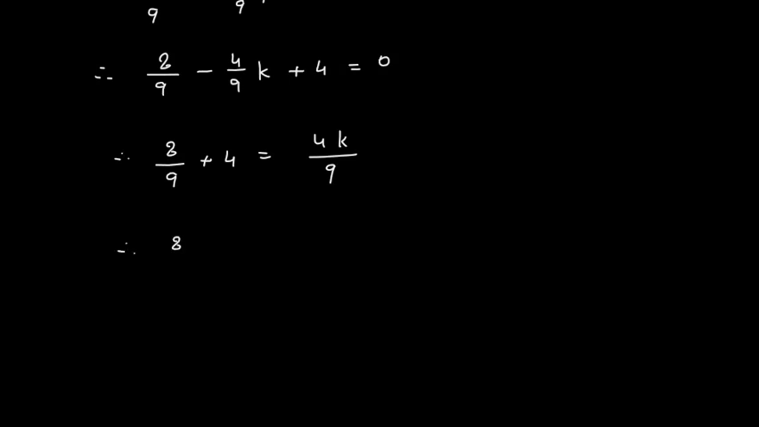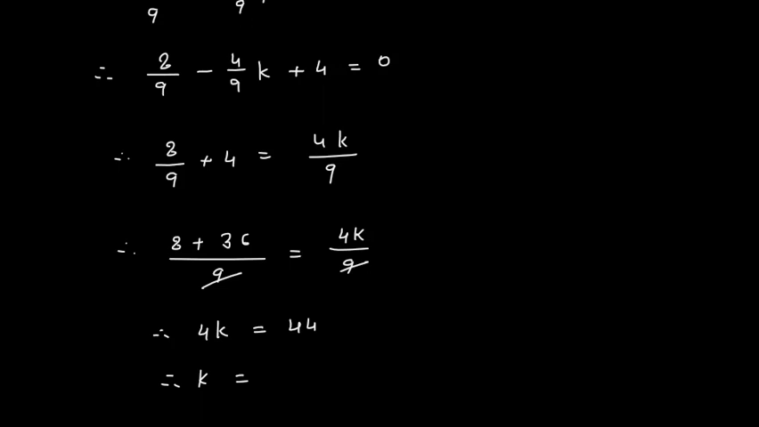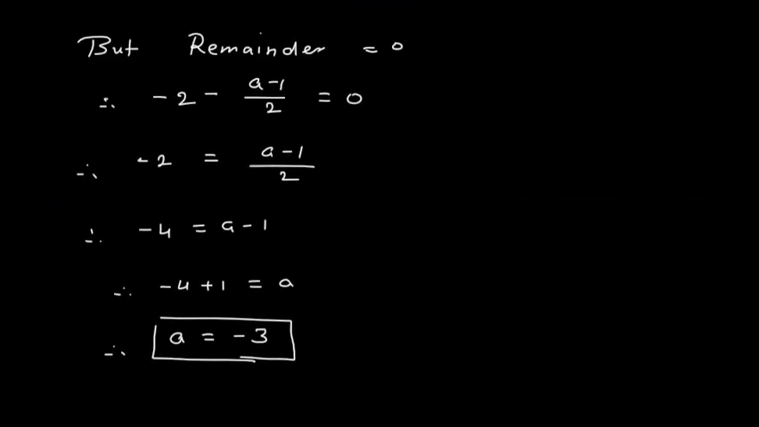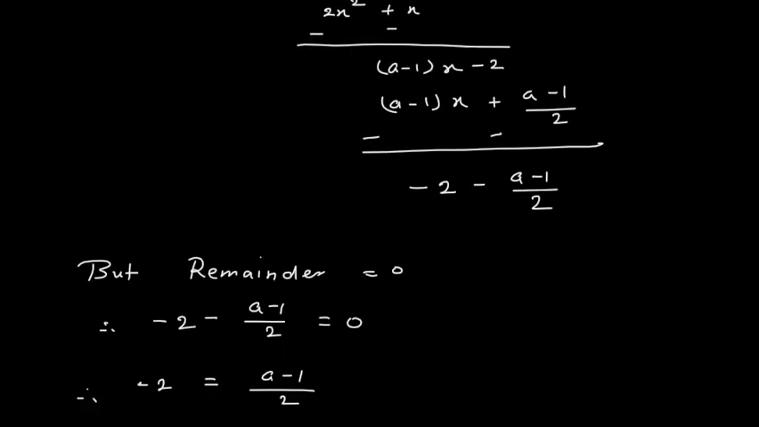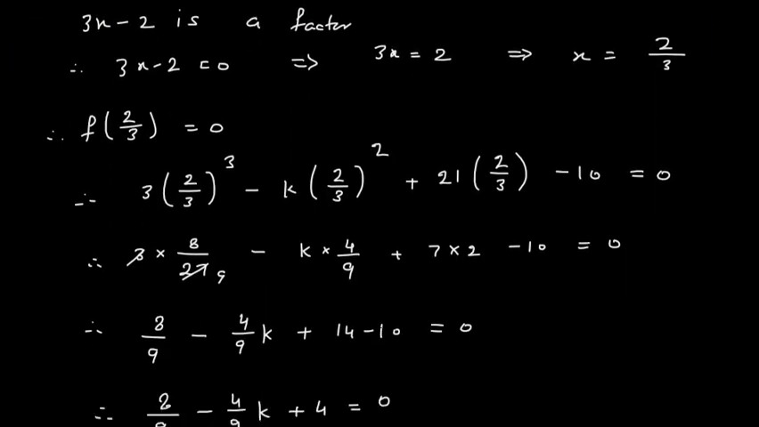So therefore here 8 plus 9 4s are 36, whole divided by 9 is equal to 4k upon 9. Now this 9 and this 9 we can cancel. So 4k we will get 36 plus 8, that is 44. So therefore the value of k is equal to 11. So this is a little easy way of solving the problem. So this 17th problem also I ask you to solve by this method and check whether you are getting a as minus 3.